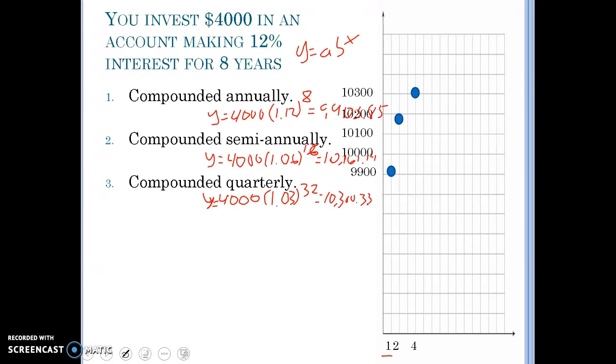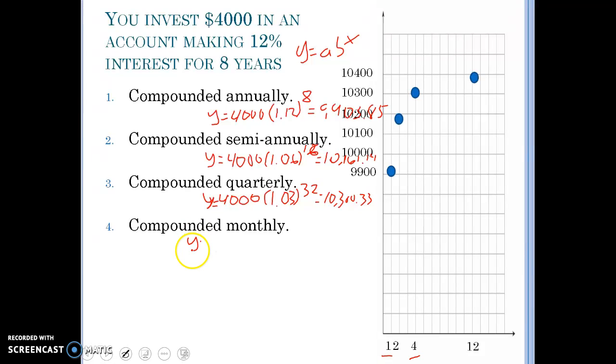So if we graph that, it's a little bit more. Now, not much more. If we compound it 4 times a year, we're down here. It gives you a little bit more money. So you go to another competitor, and the other competitor says, we're just going to compound it monthly. And so if we compound it monthly, it's going to look something like this.